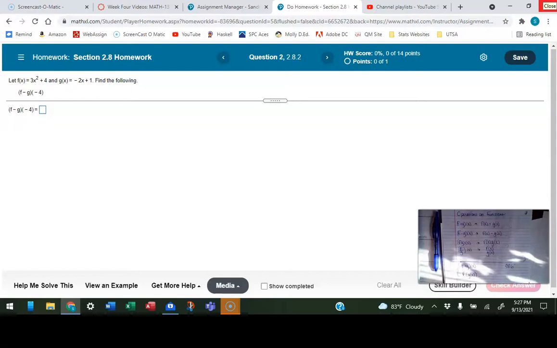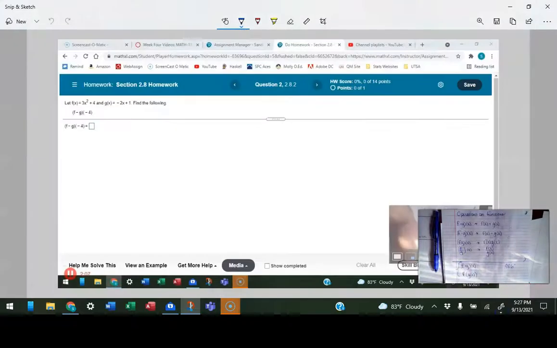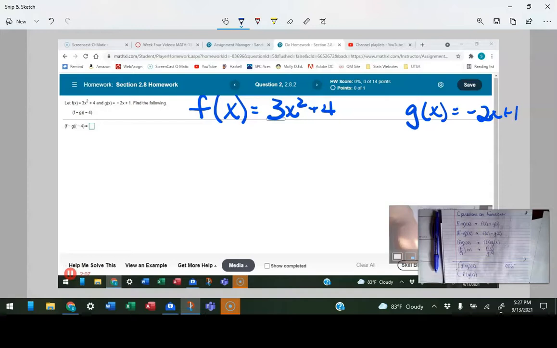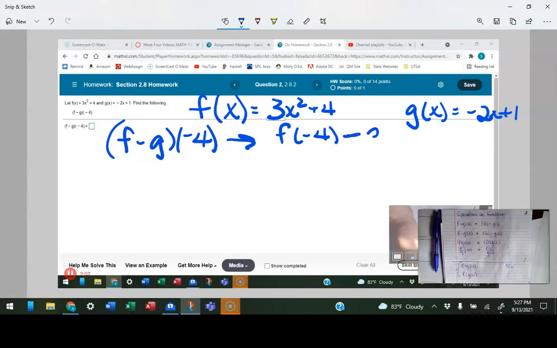So now we have, given that f of x is 3x squared plus 4, okay, so I've got f of x, I'm not going to bother trying to zoom in, f of x is 3x squared plus 4, and g of x is negative 2x plus 1. What I would like to do is find f minus g at negative 4. So remember, what does that mean? That means f of negative 4 minus g of negative 4. It does not mean times negative 4.